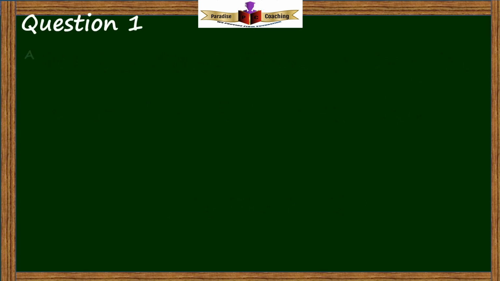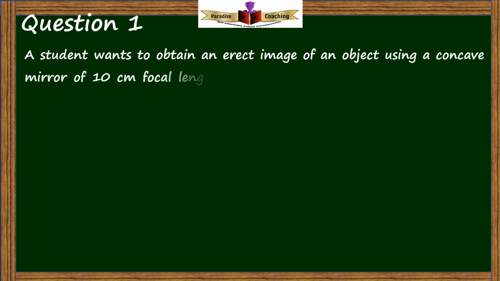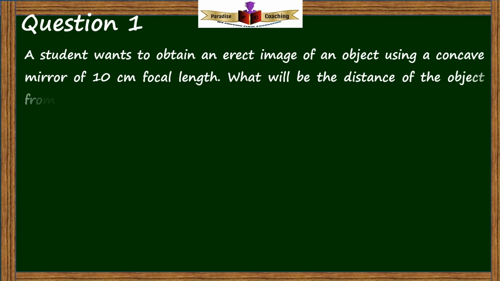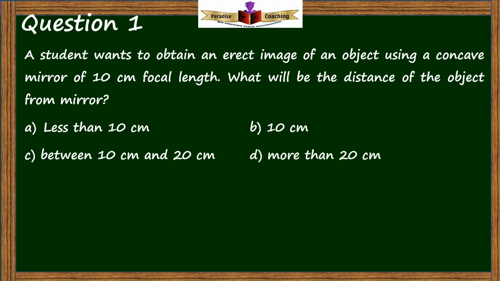Let's start. Here is question 1. A student wants to obtain an erect image of an object using a concave mirror of 10 centimeters focal length. What will be the distance of the object from the mirror? Here are the options. A. Less than 10 centimeters. B. 10 centimeters. C. Between 10 centimeters and 20 centimeters. D. More than 20 centimeters.